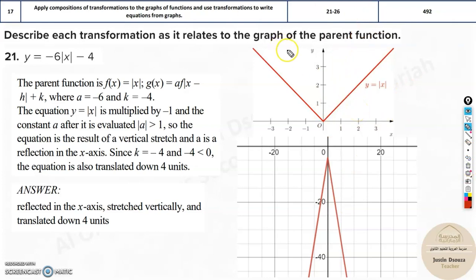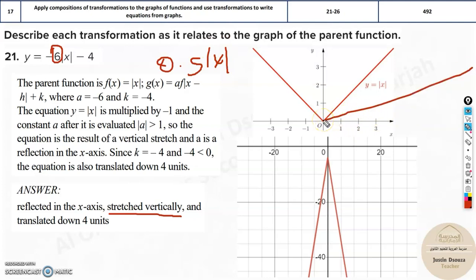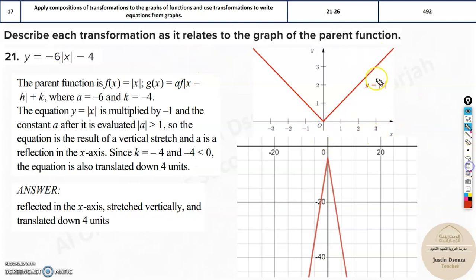So now, you need to understand this. What does it mean to be vertically stretched? Vertically stretched means you have a value over here more than 1. If it is less than 1 but greater than 0, then it will be compressed. So if it was say 0.5 times the magnitude of x, then it will be compressed like this. What it means is that when x is 1, the y value will be just 0.5. So this will be compression vertically.